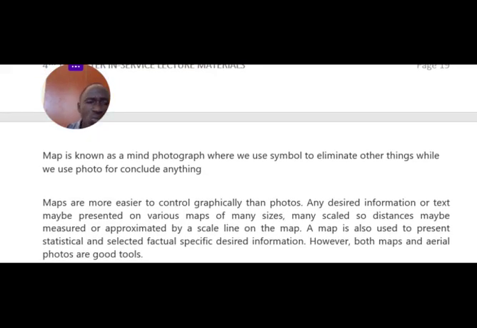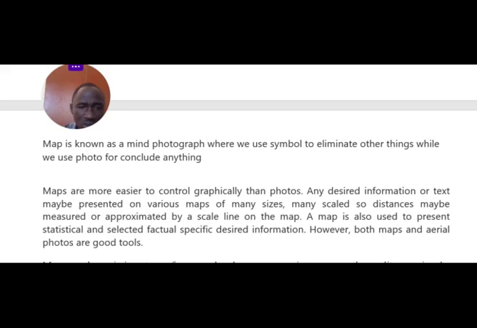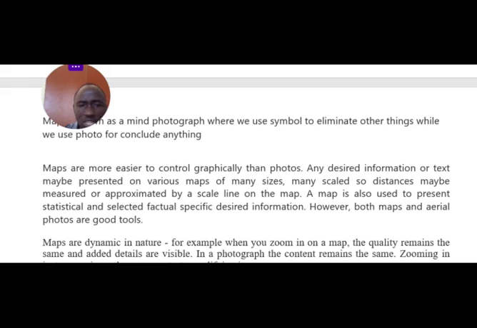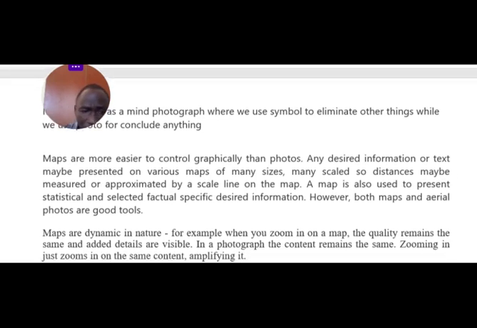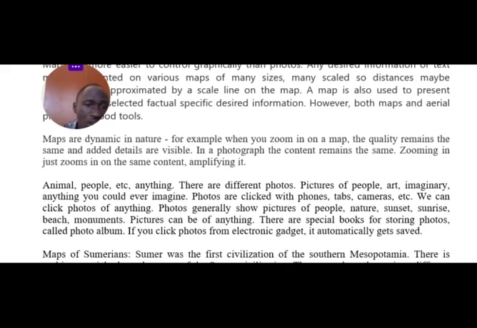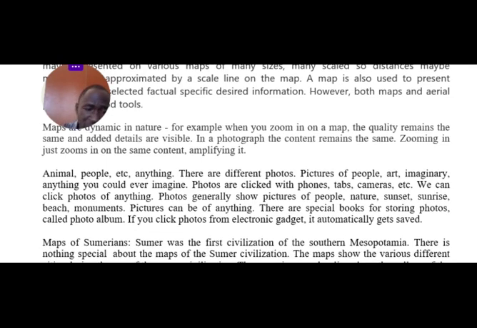The other is that when you look at maps, they have symbols. Photographs, no. Are we together? When you look at the maps, they are easier to control graphically than the photographs because symbols are designed and used, and sizes and distances are measured. With the photographs, no. Also, maps are dynamic. They can keep on changing. Without photographs, you cannot change a photograph. It is static. So those are some of the things we can talk about in the comparisons.